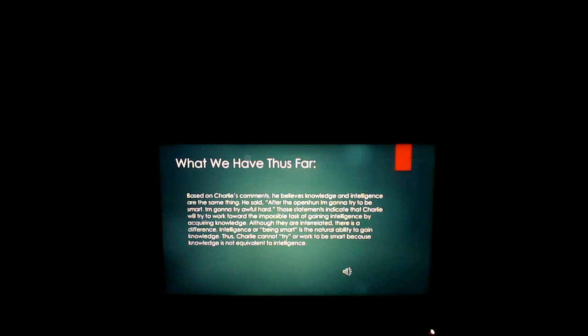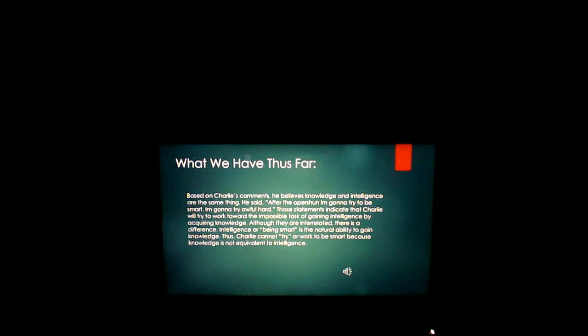Okay, this is what our paragraph looks like so far. Based on Charlie's comments, he believes knowledge and intelligence are the same thing. He said, after the operation, I'm going to try to be smart. I'm going to try awful hard. Those statements indicate that Charlie will try to work toward the impossible task of gaining intelligence by acquiring knowledge. Although they are interrelated, there is a difference. Intelligence or being smart is the natural ability to gain knowledge. Thus, Charlie cannot try or work to be smart because knowledge is not equivalent to intelligence.